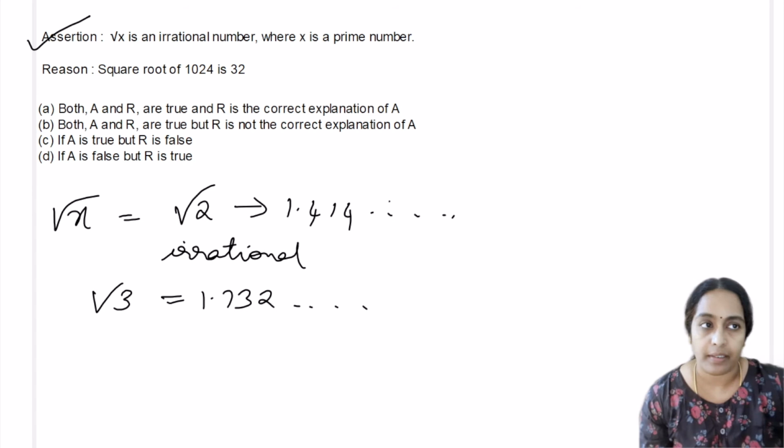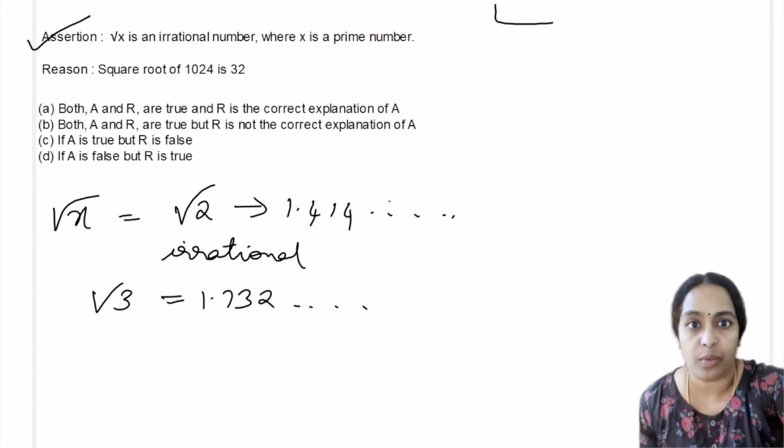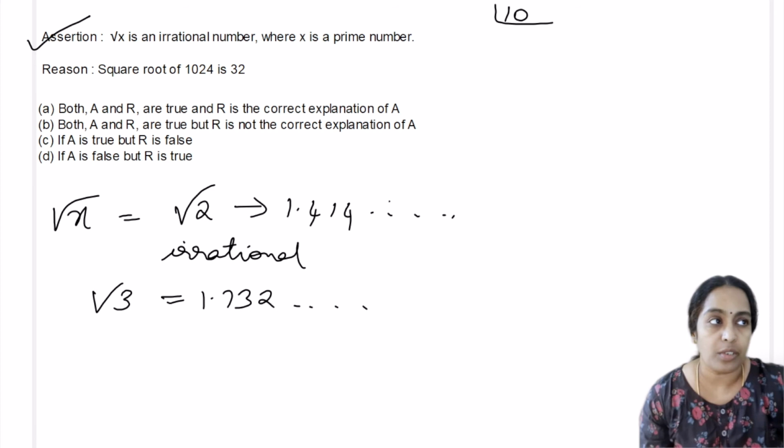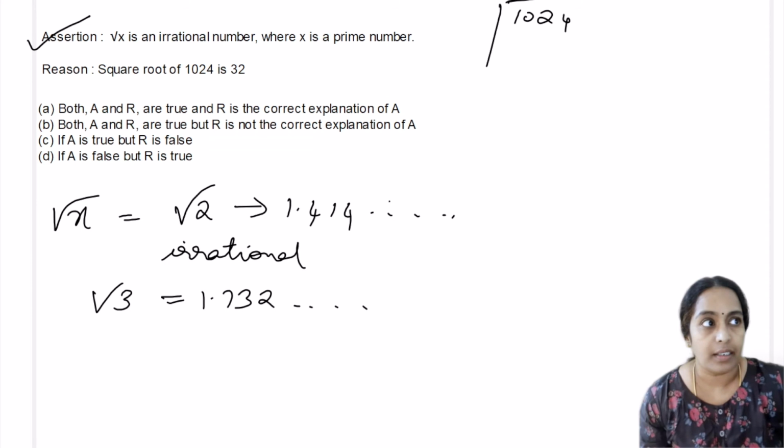Reason statement. Reason statement is square root of 1024 is 32. So let's find the square root of 1024. What is the square root of 1024? You can do it by prime factorization or you can do it by square root division as well. So when I do square root division, what will I get? Let me separate it from the right in 2 digits.